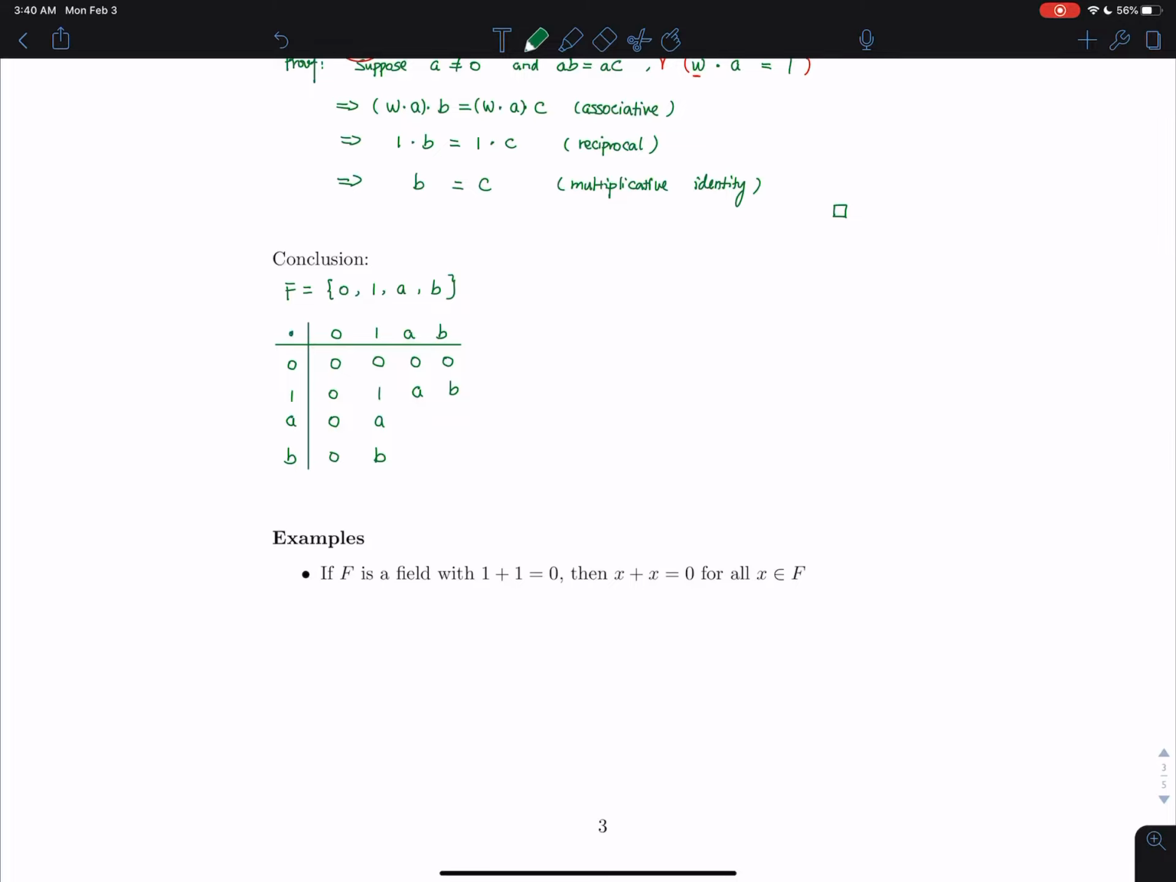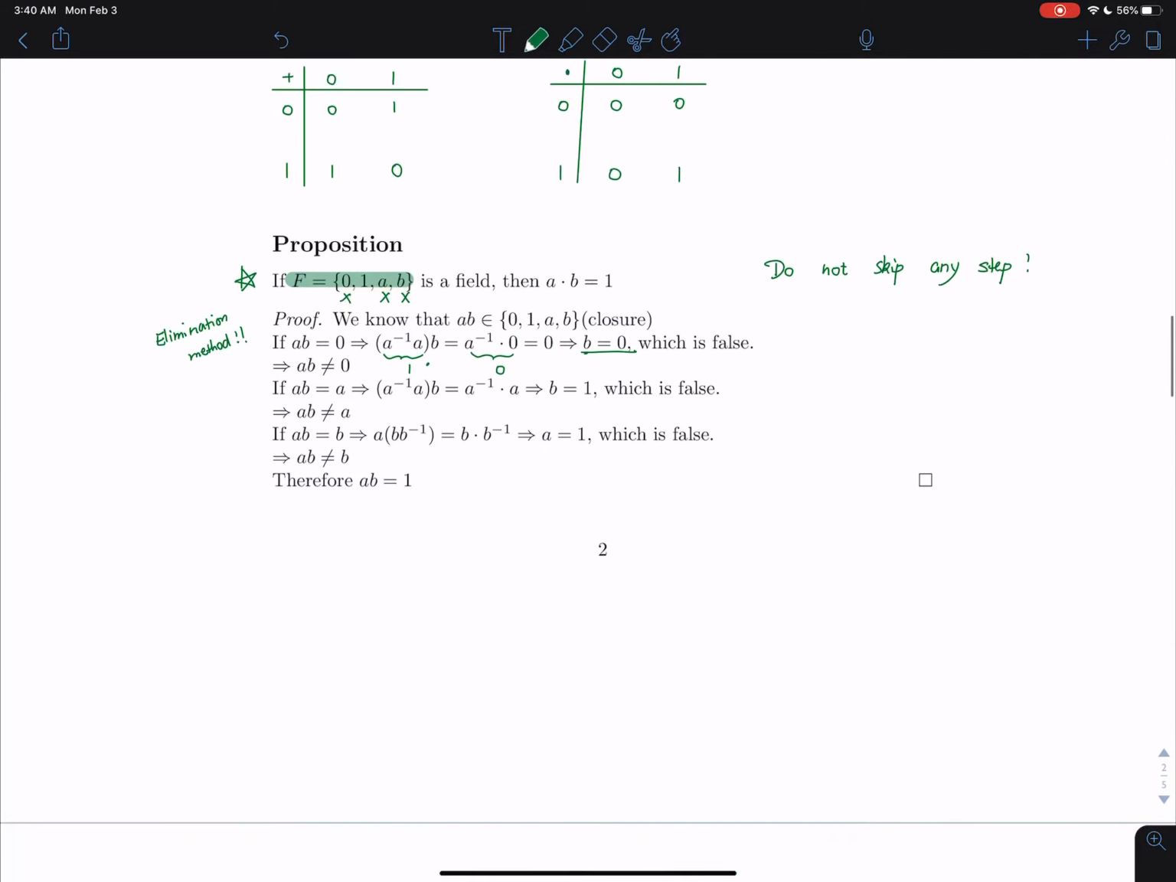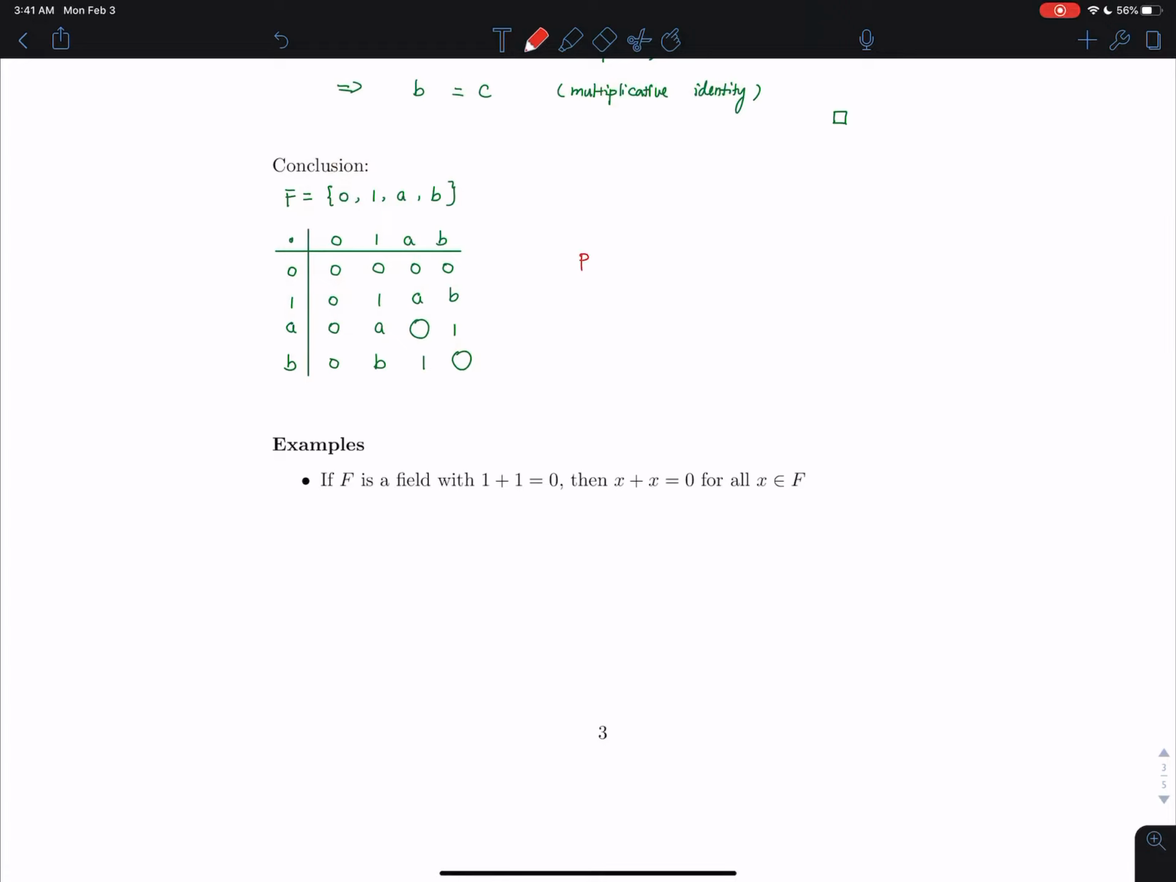Alright? Also, what do we know? We know this is true for a 4 element field. So we know A times B is 1. Okay? What is left is just right here. We don't know what this is. We don't know what this is. The key to do this is play Sudoku.